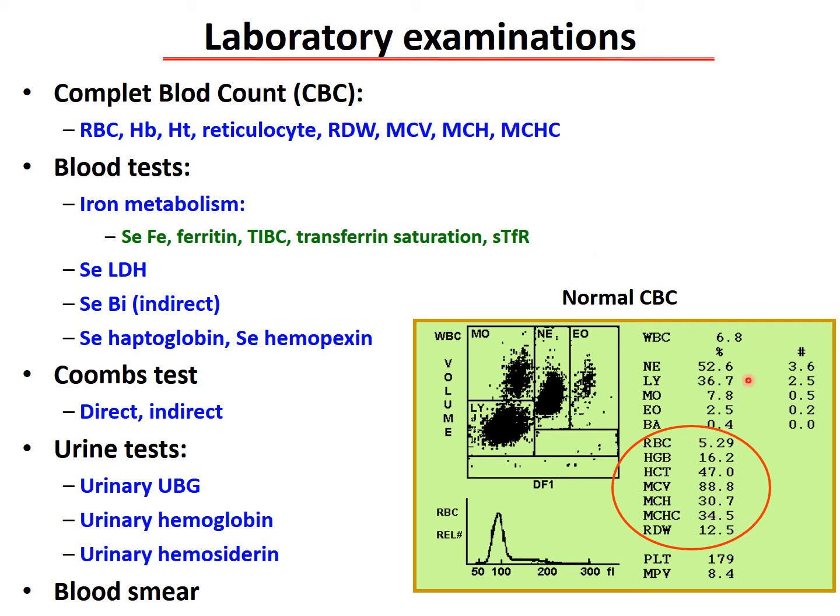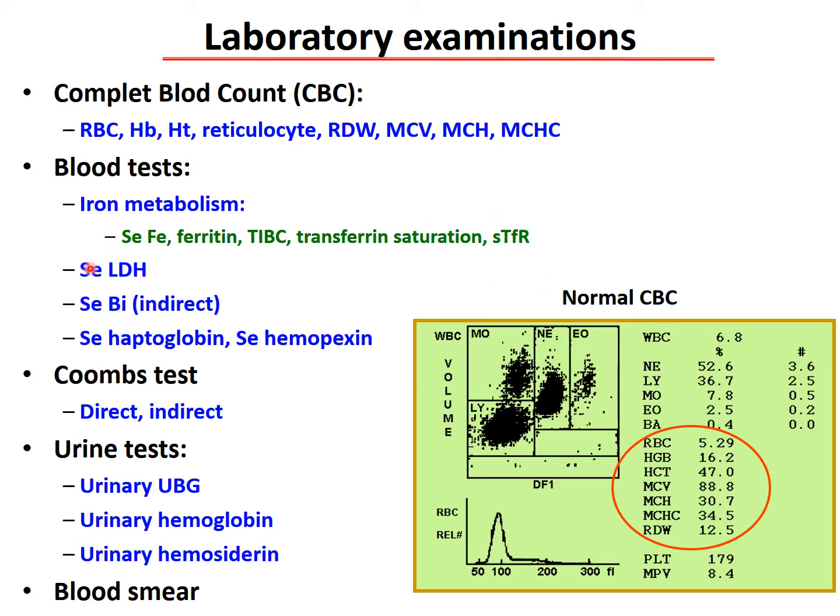As you see here, however, you do see the white blood cell count, and you do see the platelets, and here this relative distribution width. Blood test, not only the blood counting, but the blood test. For example, the iron metabolism is usually checked because the most common type of anemia is iron deficiency anemia. So checking the serum iron, ferritin, total iron binding capacity, transferrin saturation, and the soluble transferrin receptors. These are going to be checked.